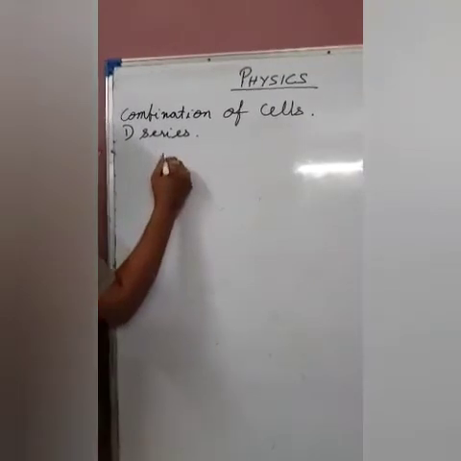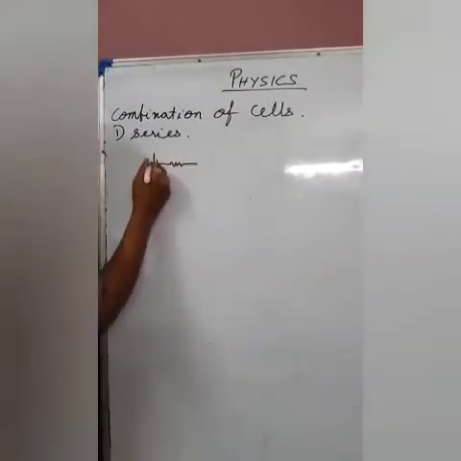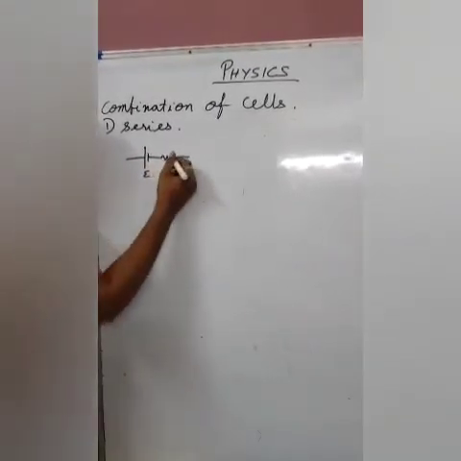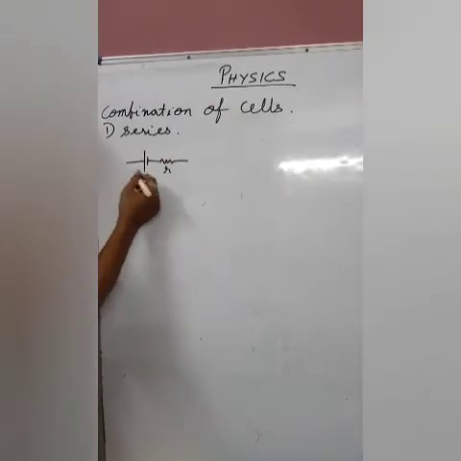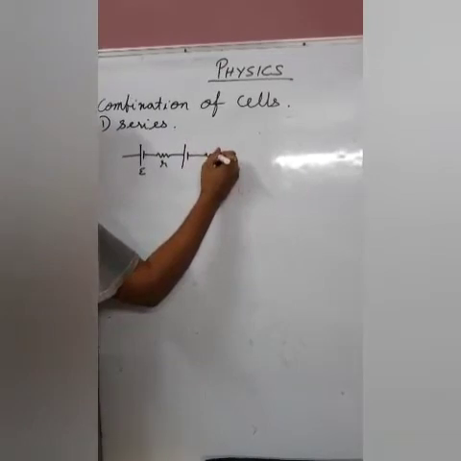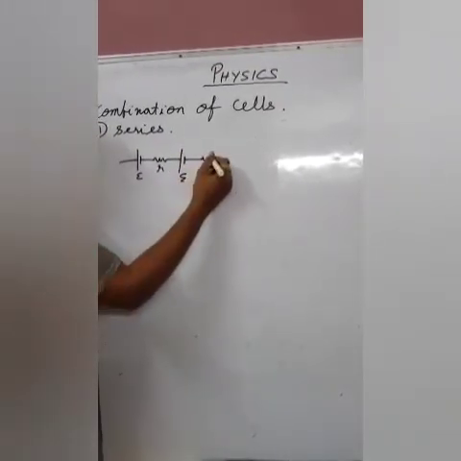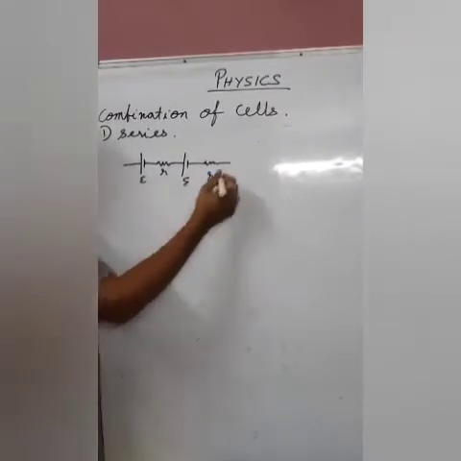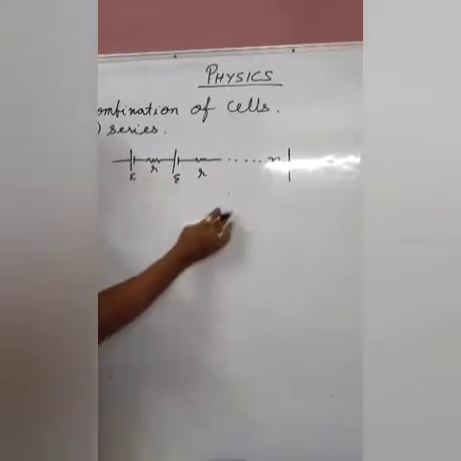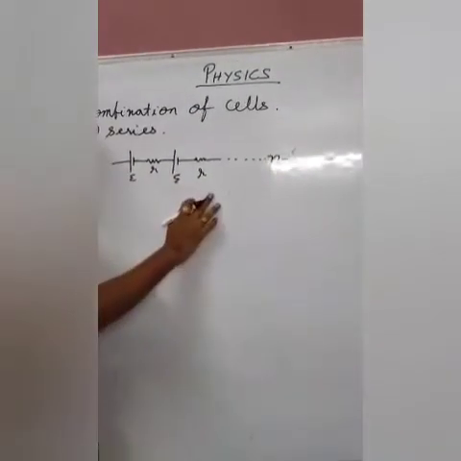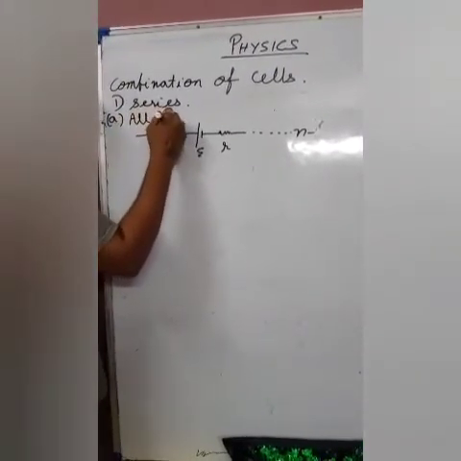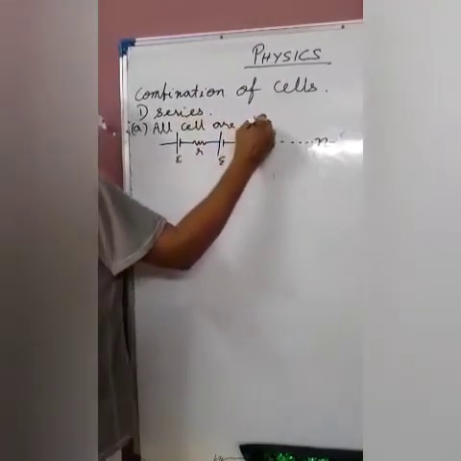I am taking a diagram in which I have taken a cell. Here this is the cell with EMF E, and this is the internal resistance small r. This is the first cell, and just next to this cell I am taking another cell. Again its EMF is E, and this is the internal resistance of the cell. Similarly I have taken many cells. Let's say we have taken n cells in series. As you can see, all cells are identical. So I am taking a case wherein all cells are identical.